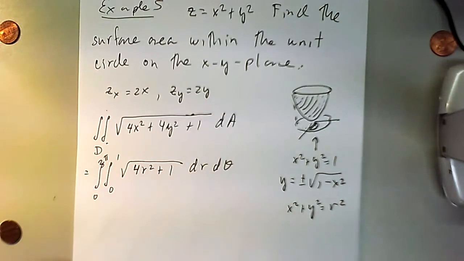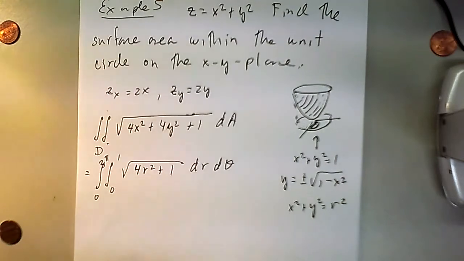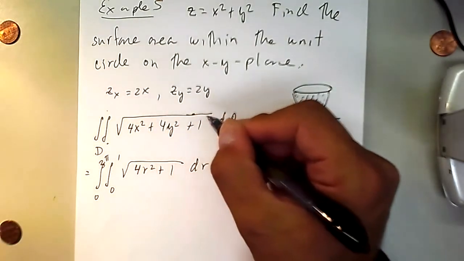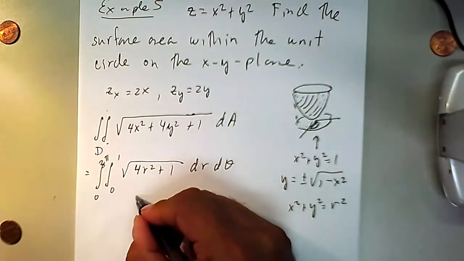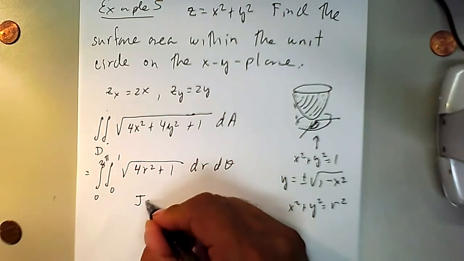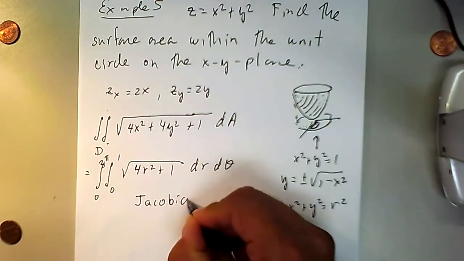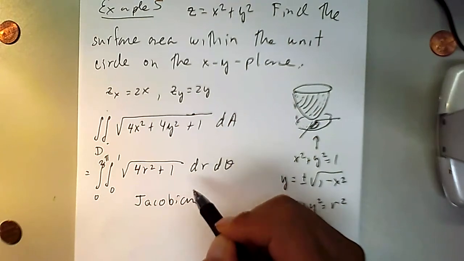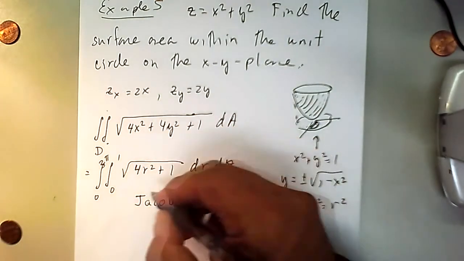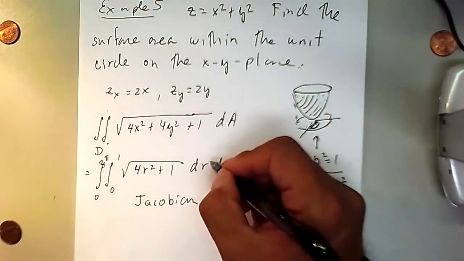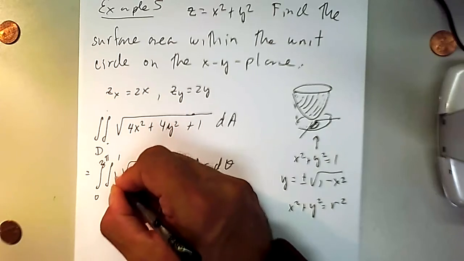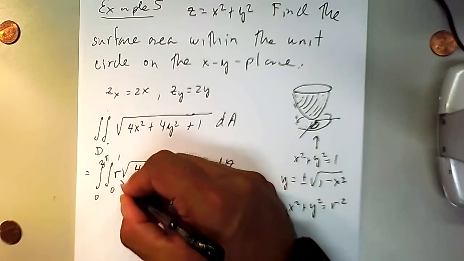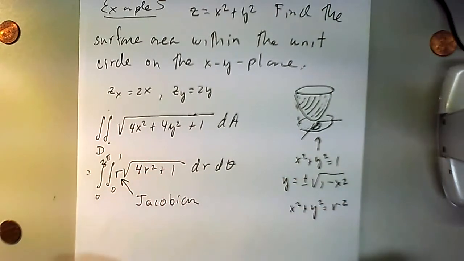We are missing something, and I'm going to give you 1 second to tell me what we're missing in this integral. We are missing the, starts with a J, Jacobian. Every time you change variables, and we're changing from x, y variables to polar, we need a Jacobian. You can put the Jacobian anywhere as long as it is inside of the integral. So the Jacobian will be r.